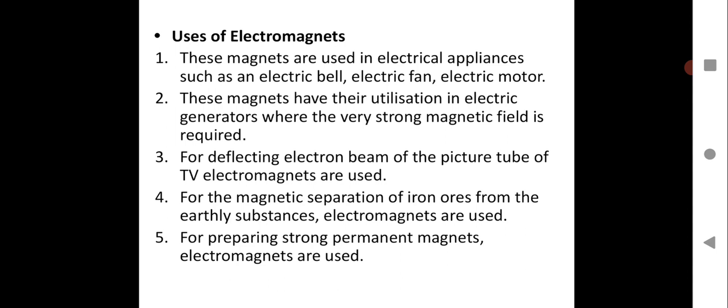These magnets are used in electrical appliances such as the electric bell, electric fan, and electric motor. Many more applications you can have, and these magnets are used in electric generators where a very strong magnetic field is required. Next, they are used for deflecting the electron beam of the picture tube of a TV.